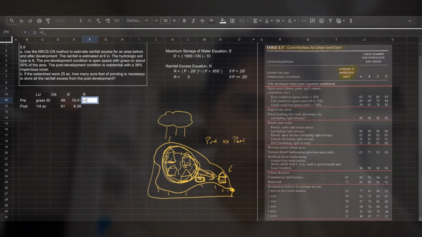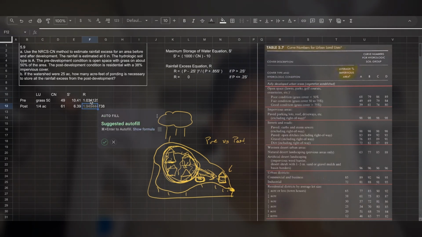We have the precipitation. We were given the precipitation is 6 inches, the rainfall. So we have 6 minus 0.2 times the storage that we found, squared, all of that divided by the precipitation 6 plus 0.85 times the saturated storage. And why it's called saturated storage? Because it's like all the water that the watershed is going to hold, store until it gets saturated.